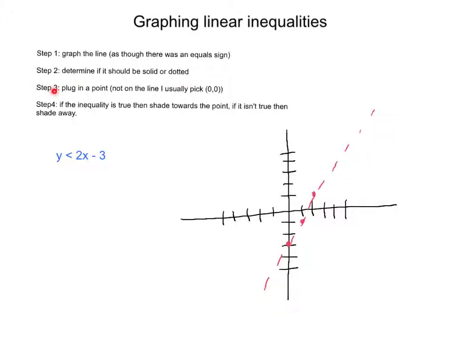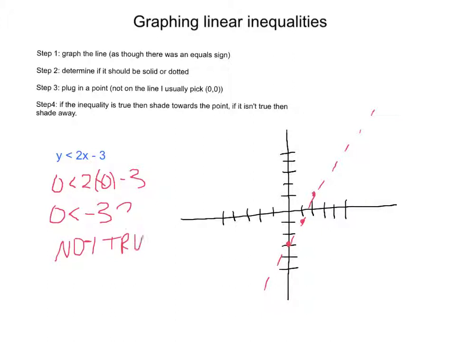Then what we're going to do on step 3 is to plug in a point not on the line. Okay, I usually pick 0, 0. So I'm going to put in y 0, 0. Okay, so we will evaluate that. And so we're going to say, is 0 less than -3? Is that true? No, not true. 0 is in fact not less than -3.